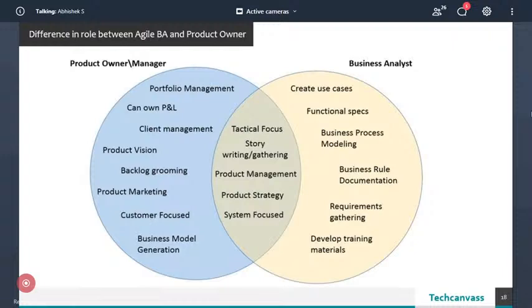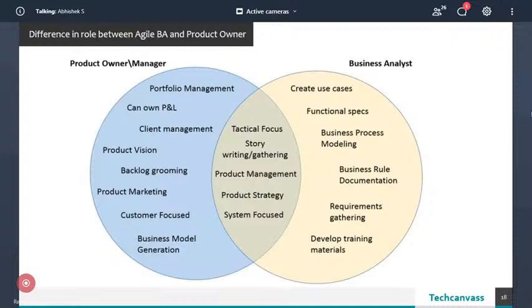Based on that, of course, the product owner is building the product vision. Product owner is a part of the backlog grooming as well, because the backlog grooming meeting is the meeting where the product owner actually is prioritizing your backlog.